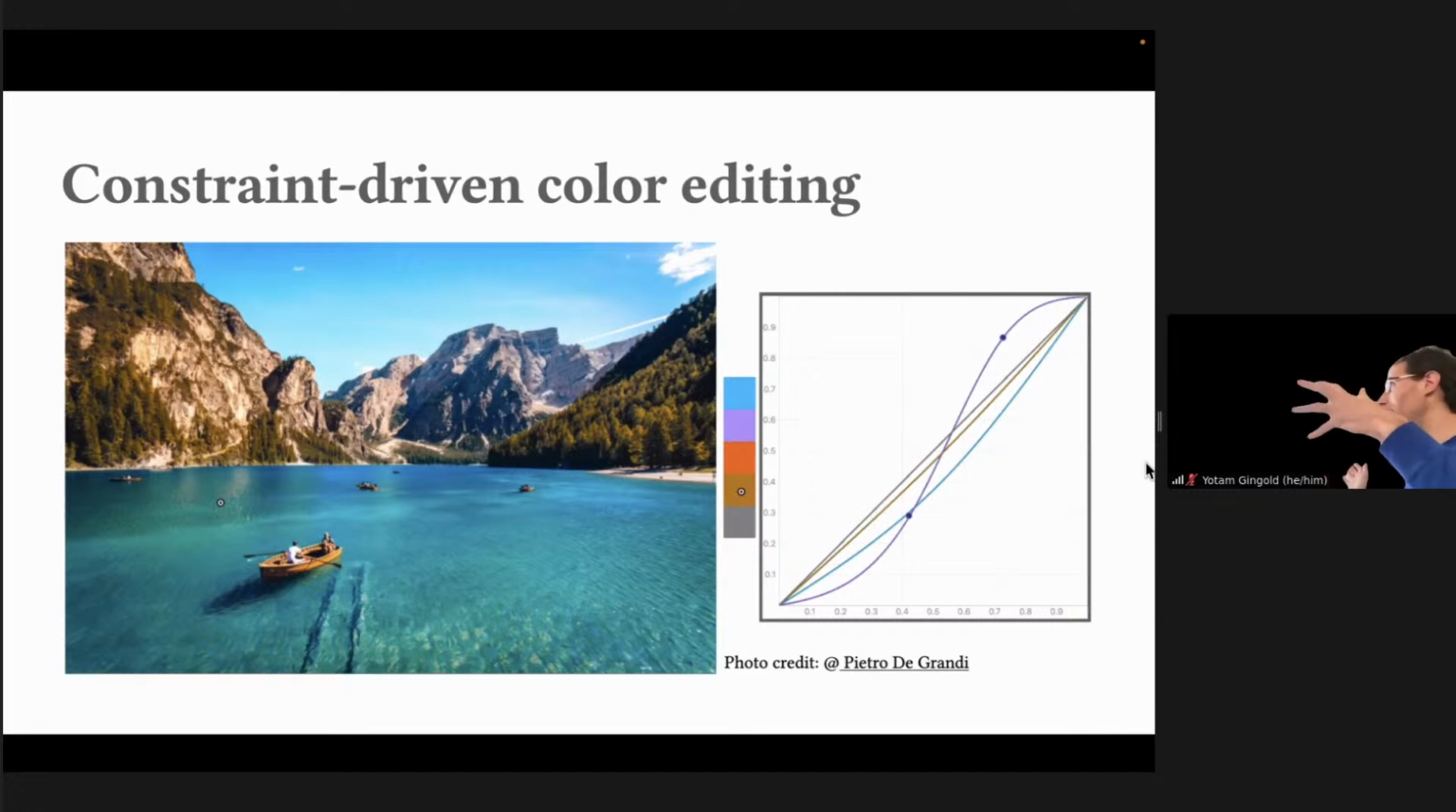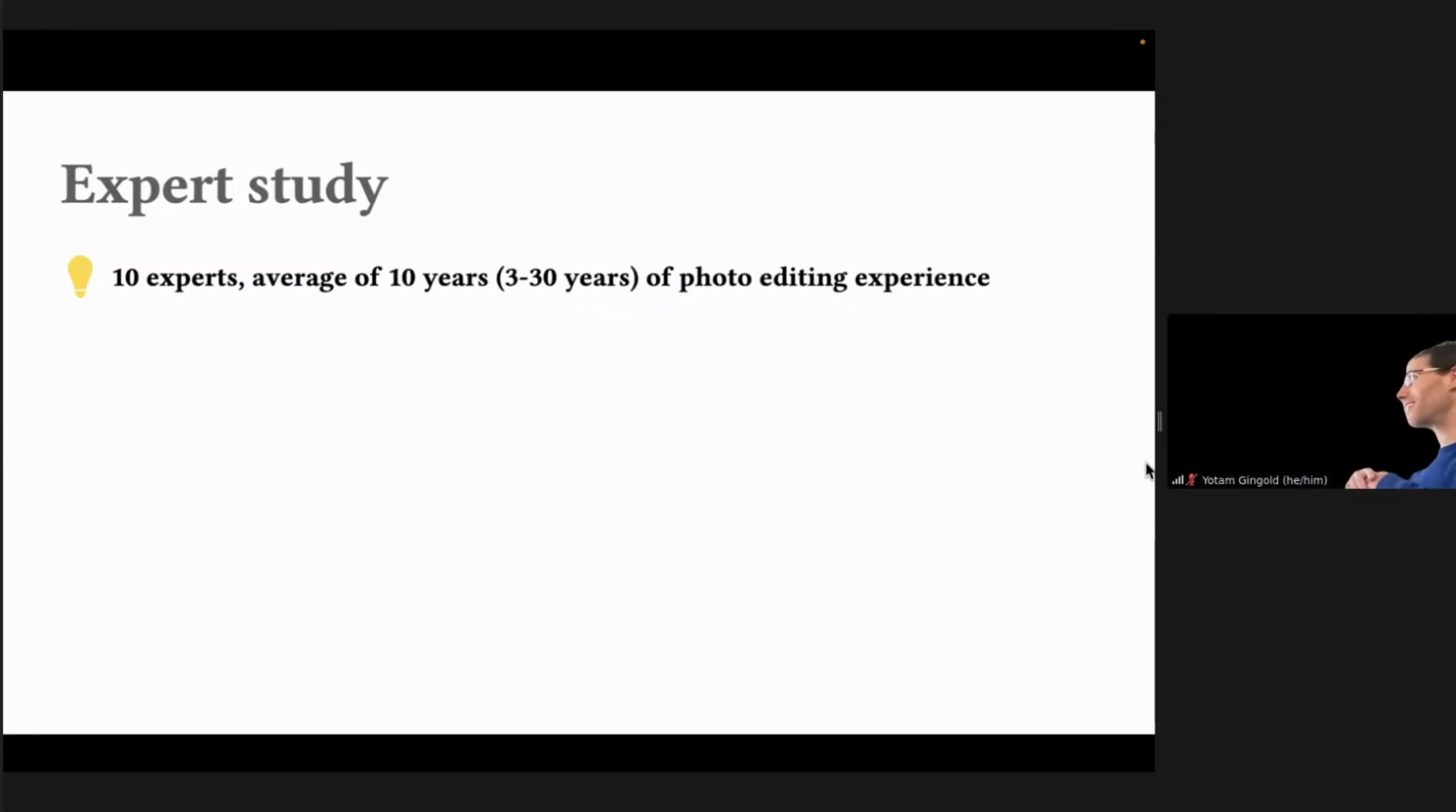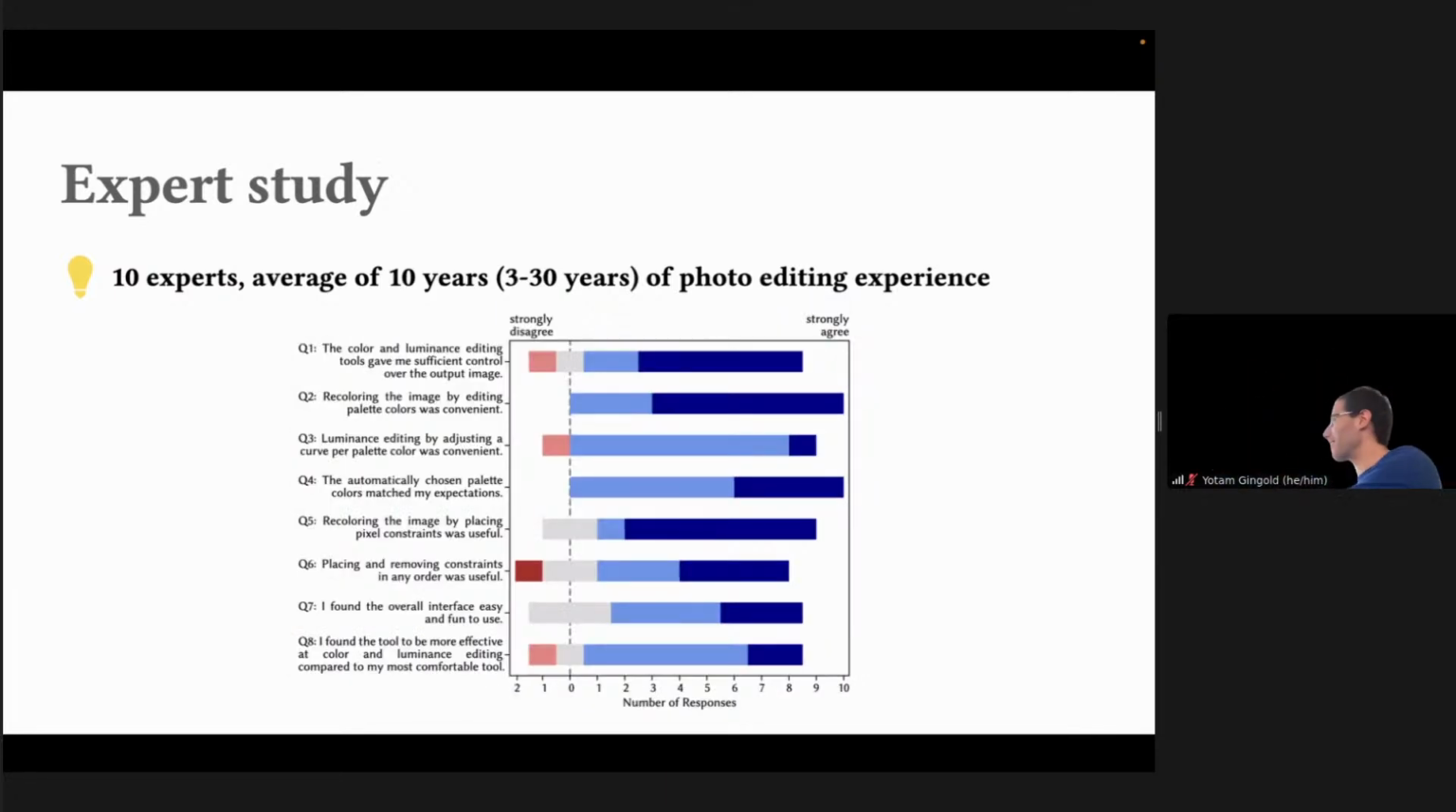So we also did an expert study where we get 10 experts, some of them had 30 years of experience, some had 3 years of experience. We get them to use it. We give them a scenario, make some edits, play with it, do some freeform things, get some Likert scale data, ask them how much they like it, and they like it. A lot of blue there.